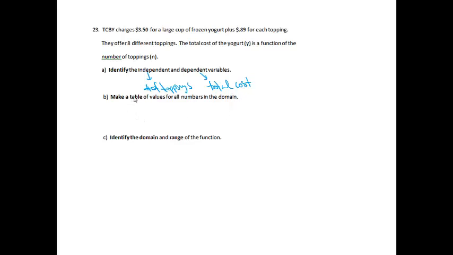Okay, for part B, it says to make a table of values for all numbers in the domain. So we're going to make a table of values. Instead of x, we're going to use n this time because that's the variable they gave us. And then we'll use y. All right, when I'm looking at the number of toppings, I could get no toppings all the way up to 8.